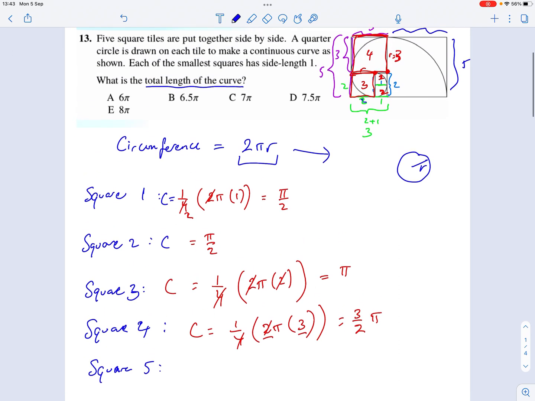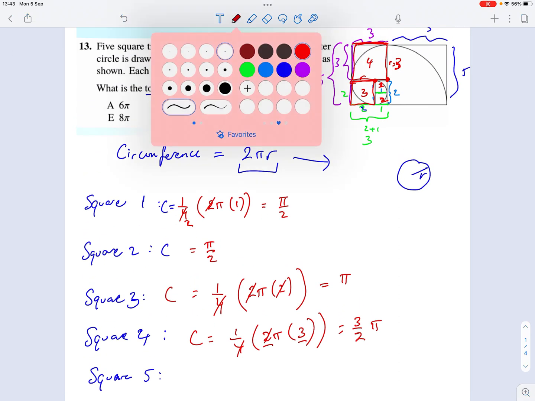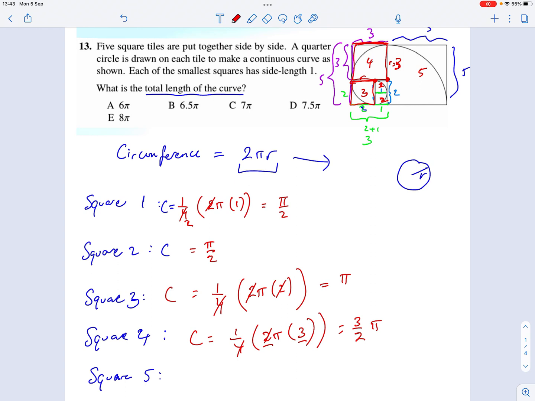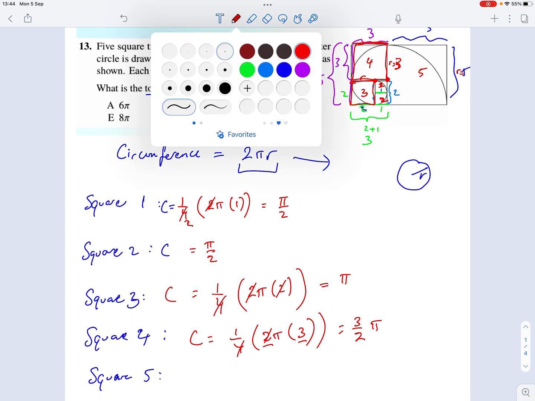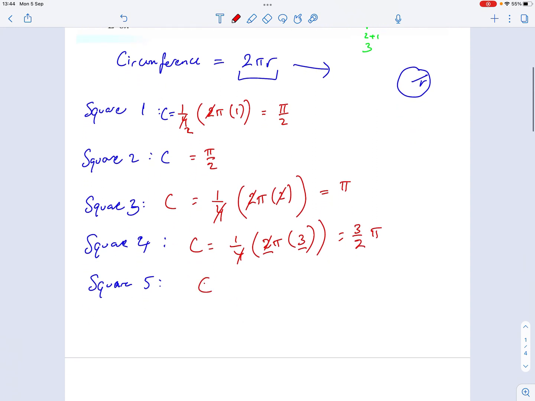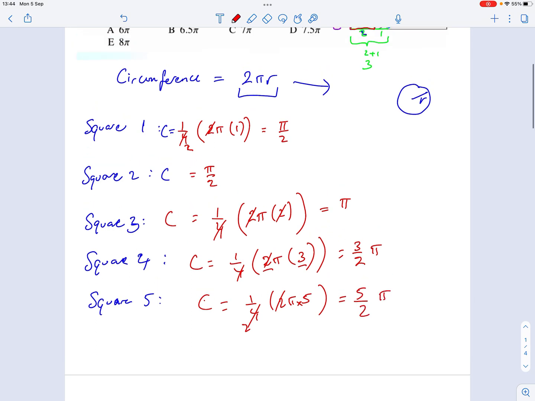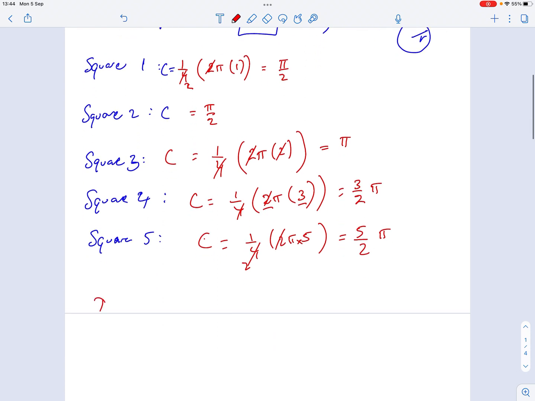And then finally square 5, which is our final square, the biggest square. That one has a radius of 5. So the circumference is going to be 1/4 times 2 times 5. And that's going to give us 10 divided by 4. Or you can simplify 2 and 4. It's just going to be same as 5/2 pi.